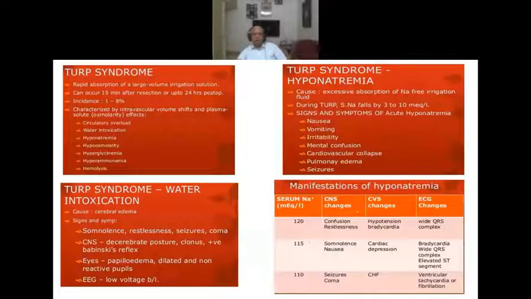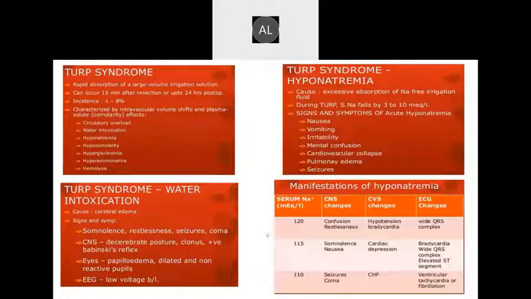As the student correctly said, at a sodium level of 120, you will have confusion, hypotension, bradycardia, wide QRS complex. At 115, you will have cardiac depression, bradycardia, wide QRS complex, and elevated ST. And at 110, you will have ventricular tachycardia and fibrillation. So, depending upon the sodium level, you have to act quickly to correct this condition.